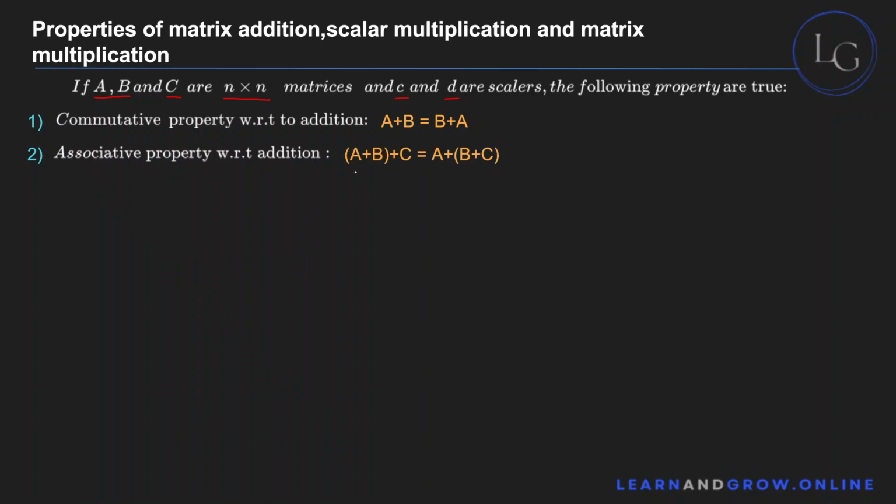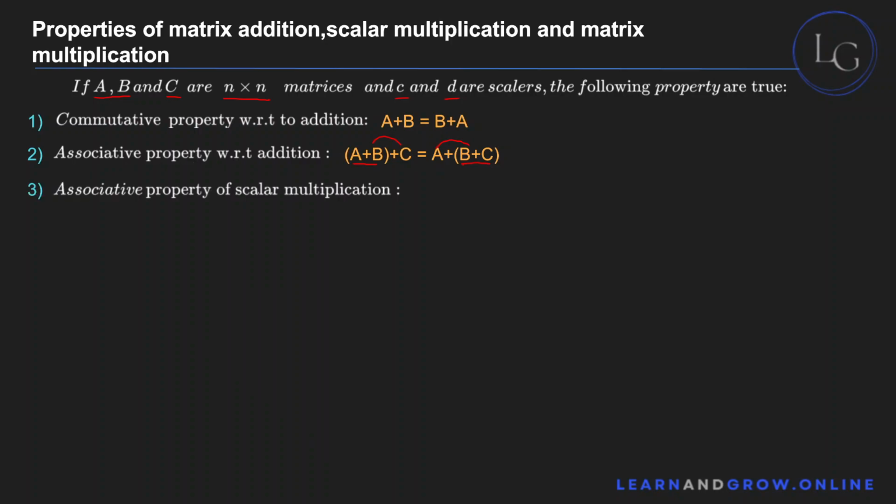Now remember, in maths, everything in brackets is solved first and everything else afterwards. So it says here that if you add A plus B first and then you add C into it, it is equal to as if you first add up B and C and then you add A into the resulting matrix. Both of these are equal.